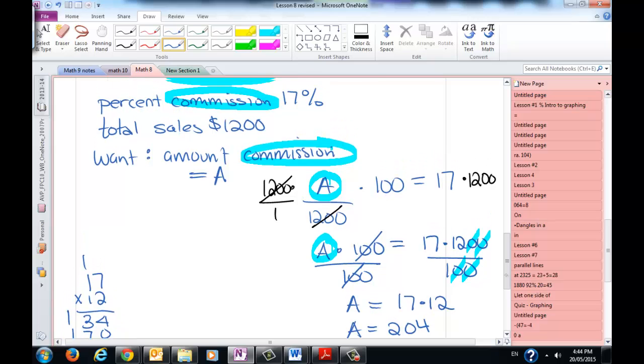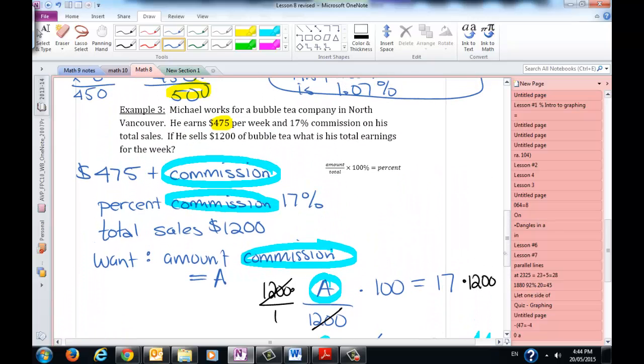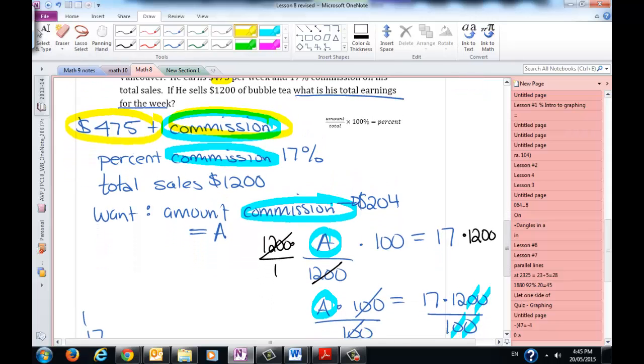Okay, I can't remember. What is A again? A is my amount commission. So my amount of commission is $204. And I want to answer the question, what is his total earnings for the week? Well, remember we've got to add the commission to his base earnings of $475. So I have $475 plus 204, which is 679.